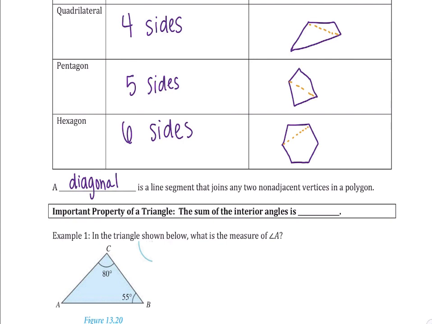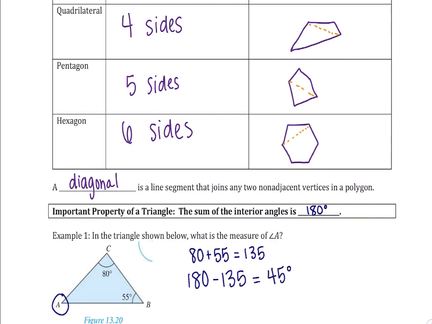Some of the properties that we need to know is first that the sum of the interior angles, those are just the inside angles, in a triangle will always be 180 degrees. So if we have a triangle shown here in example 1 and we want to find the measure of the missing angle, we need to add the given angles, 80 plus 55, and that gives us 135 degrees, and then subtract that from 180. That gives us 45 degrees for the missing angle.